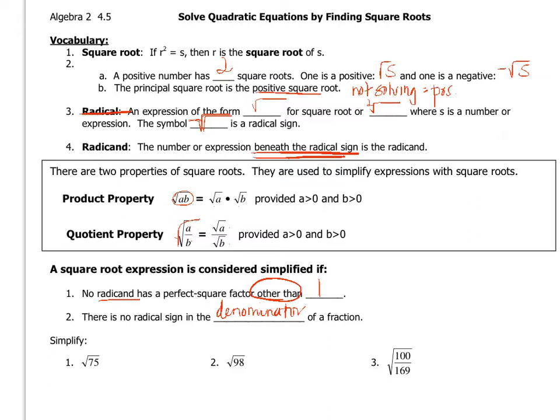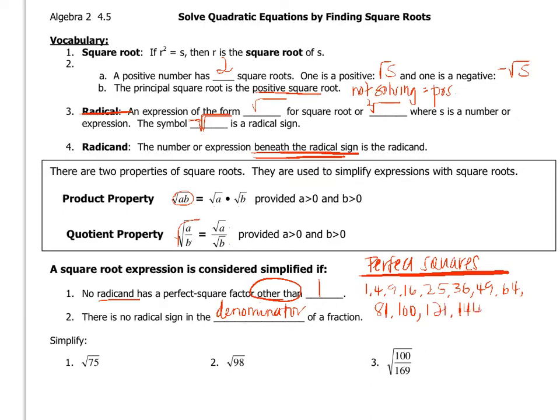Okay? Now, our goal is to break the square roots up again into the perfect squares like we did for factoring. So let me go through those one more time. 1, 4, 9, 16, 25, 36, 49, 64, 81, 100, 121, 144. That's through 12. And again, you could go higher if you needed. But we're looking for these numbers to divide square roots out, okay?